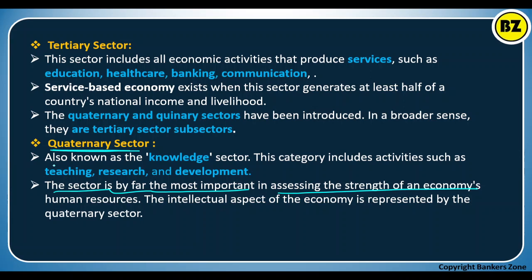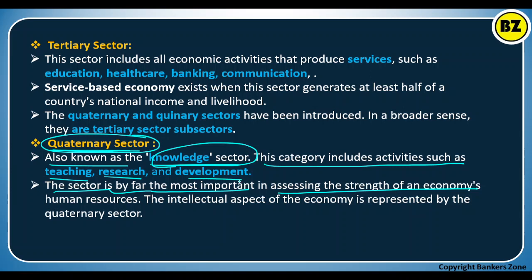First, this is also called the knowledge center or the knowledge sector. So remember, the quaternary sector is also called the knowledge sector. Why? Because this category includes activities, for example, teaching, research and development. It involves teaching, research and development. This sector is by far the most important in assessing the strength of the economy's human resource. The intellectual aspect of the economy is represented by the quaternary sector.